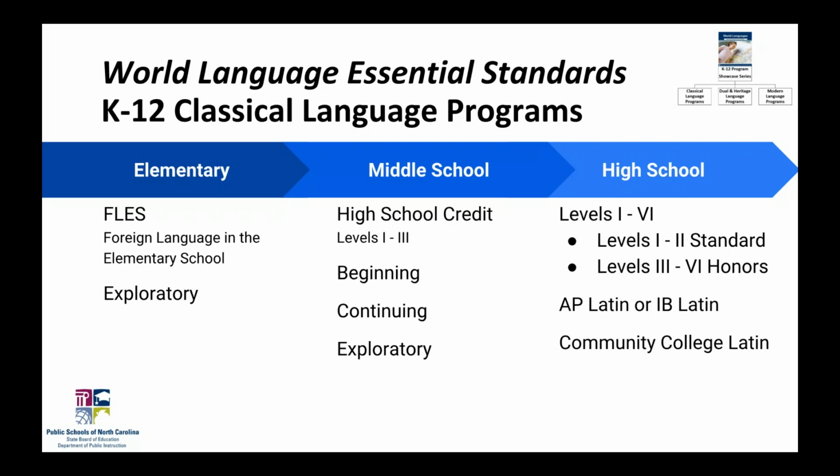We also have advanced placement or AP Latin courses that are taught at the high school, as well as International Baccalaureate or IB Latin courses that are taught at the high school. And finally, we have some community college Latin courses that are taught, particularly in our early colleges. And for that reason, I sometimes put K-13 classical language programs to indicate that our early college students are completing both their high school diploma and an associate's degree or getting credit at a community college level and actually graduate after 5 years, grade 13 if you will, with both degrees.